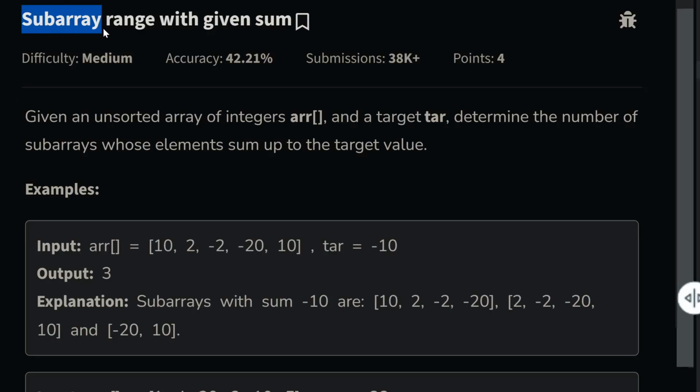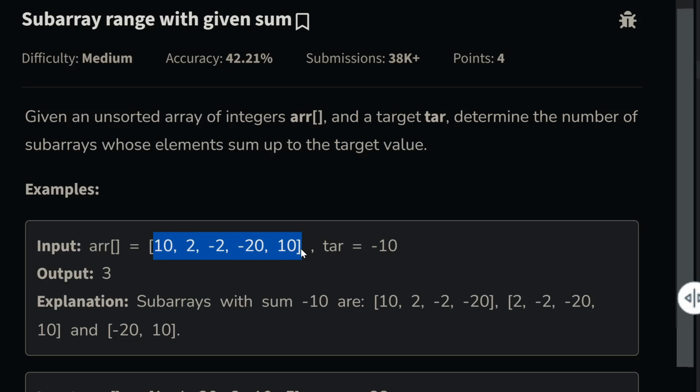Here we go. We have a question: subarray range with given sum. You are given an unsorted array of integers and a target. We need to determine the number of subarrays whose elements sum up to the target value.